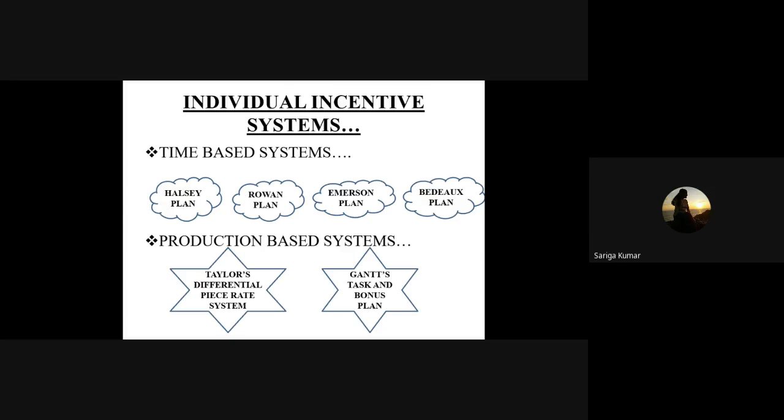Two types of individual incentive systems can be used by any organization. One may be a time-based system, where incentives are given purely on the basis of the time which has been invested and utilized properly by the employee. And the second type is a production-based system, where it depends purely on the total output, on what all the individuals contribute to the work.